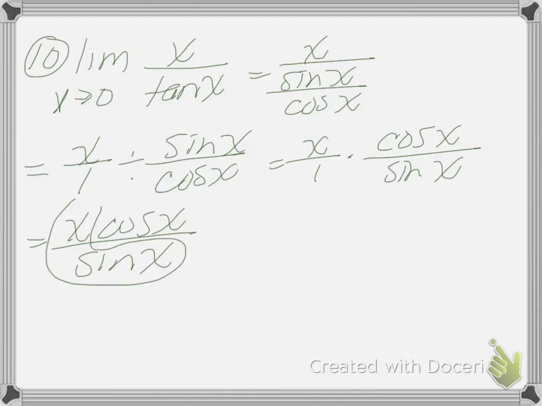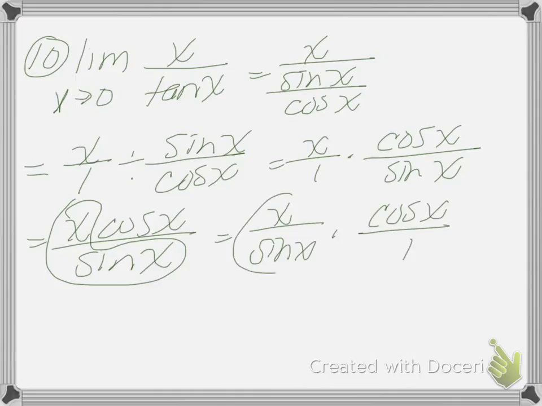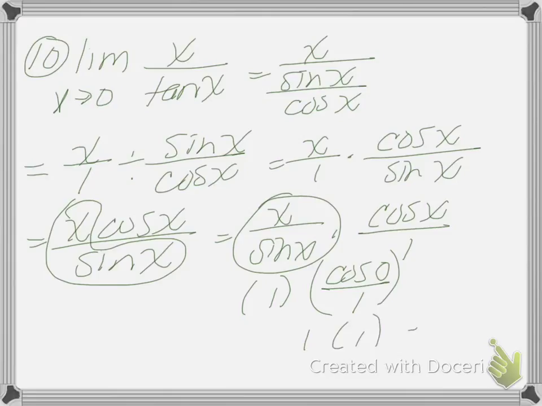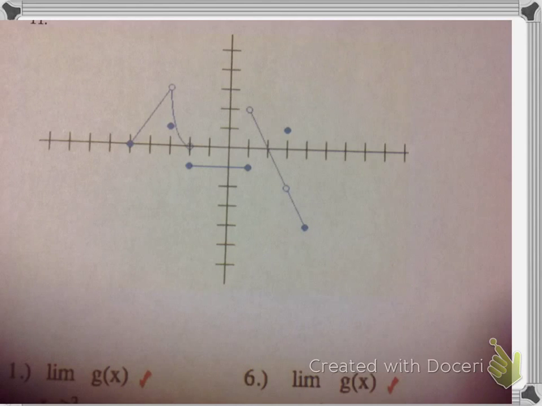Hopefully you see that you have a little rule in here. So we're going to break it into 2. Okay, and now this is the rule, and that just gives me 1. And now I can substitute 0 in there. Cosine of 0 is just 1, so I get 1 times 1, which is just 1.